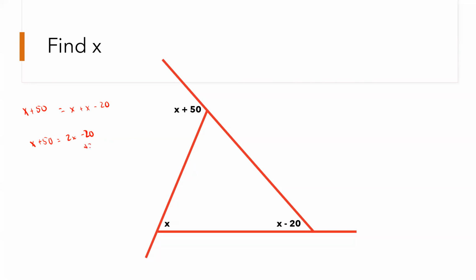So to do this, we add 20 to both sides. That'll give us x plus 70 equals 2x. Then we subtract x from both sides. And that leaves us with x equals 70. That means that the measure of this angle is 120 degrees. This angle is 70 degrees, and this angle is 50 degrees. That is very true, Jenny.